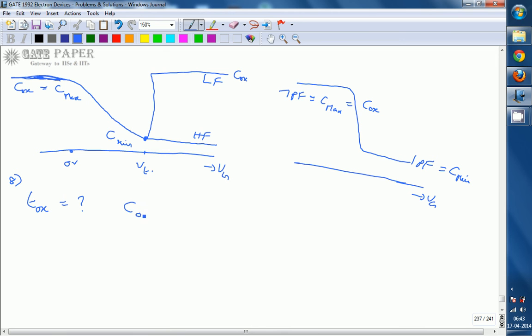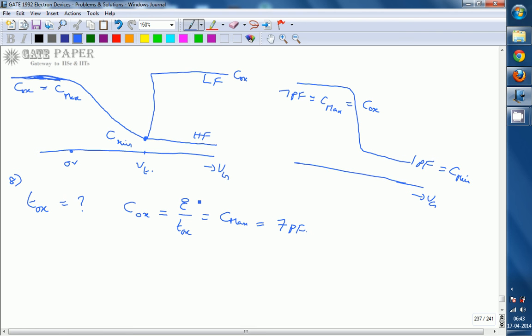Oxide thickness, you can write as COX is equal to epsilon divided by TOX. COX is nothing but C maximum, which is nothing but 7 picofarad, and the values of epsilon are standard values, they are given. The permittivity of silicon is given as 1 into 10 power minus 12 farad per centimeter, and silicon dioxide is given as 3.5 into 10 power minus 13 farad per centimeter.